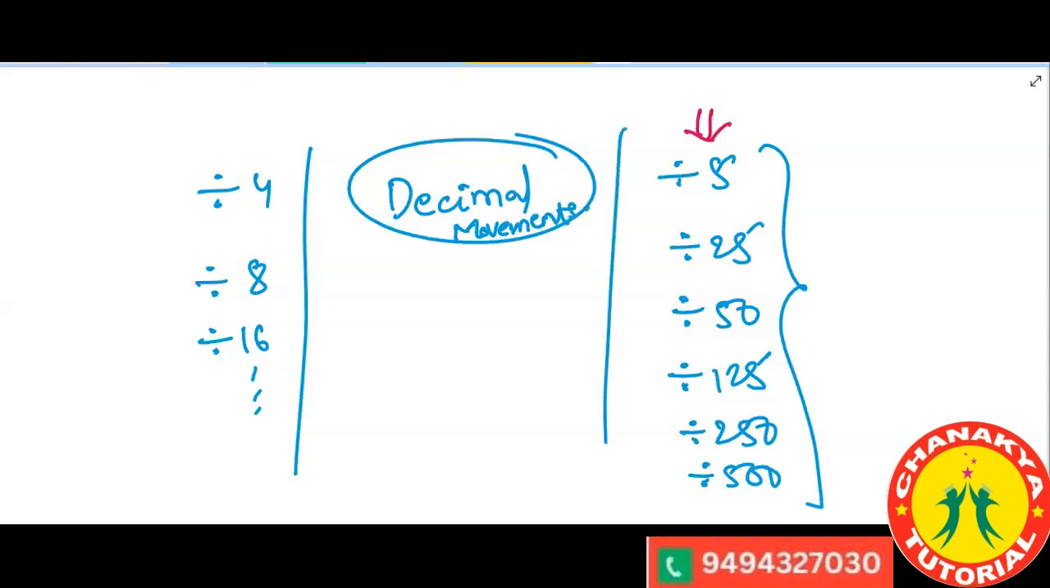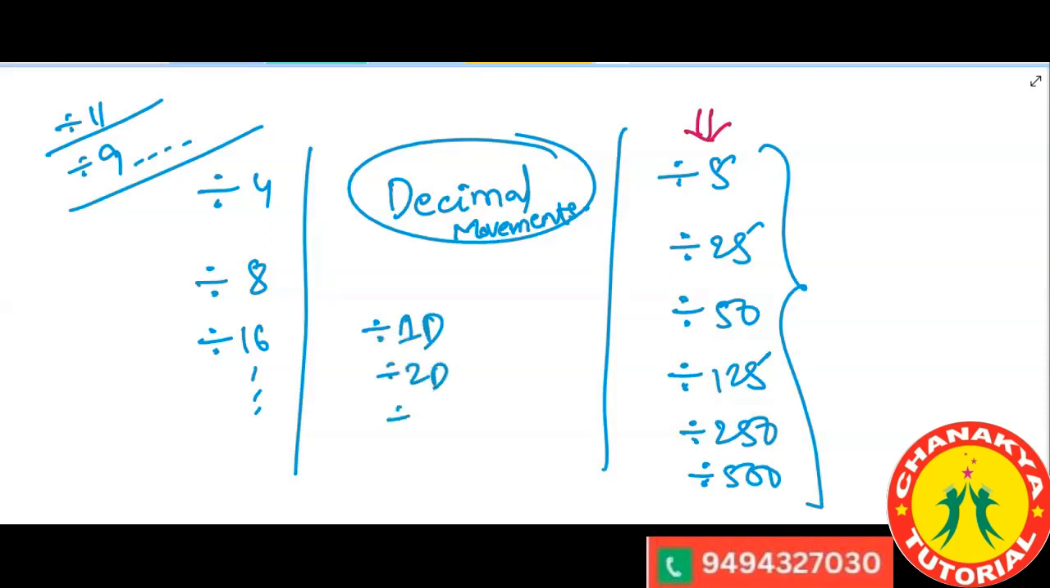After covering these, later division by 11s. After that, division by 9s. Base divisions also, base method is also there for divisions. After completion of all these special types, when it comes to general, division by 1-digit number, then division by 2-digit number, then division by 3-digit number also.